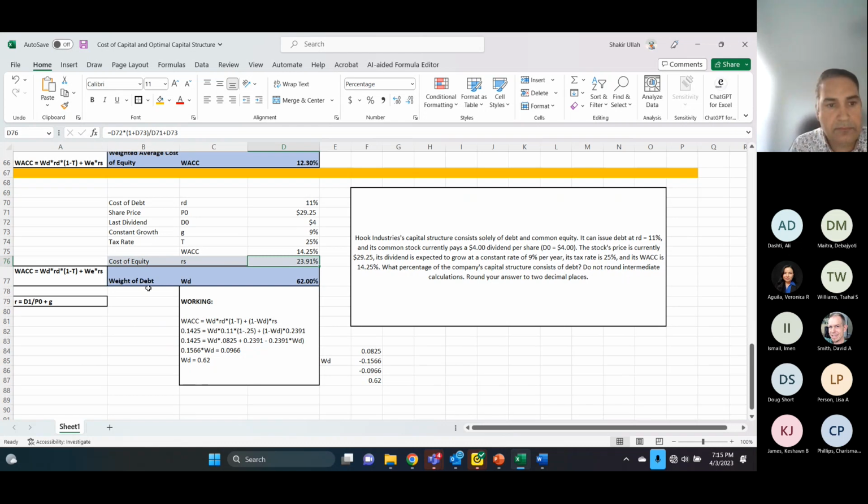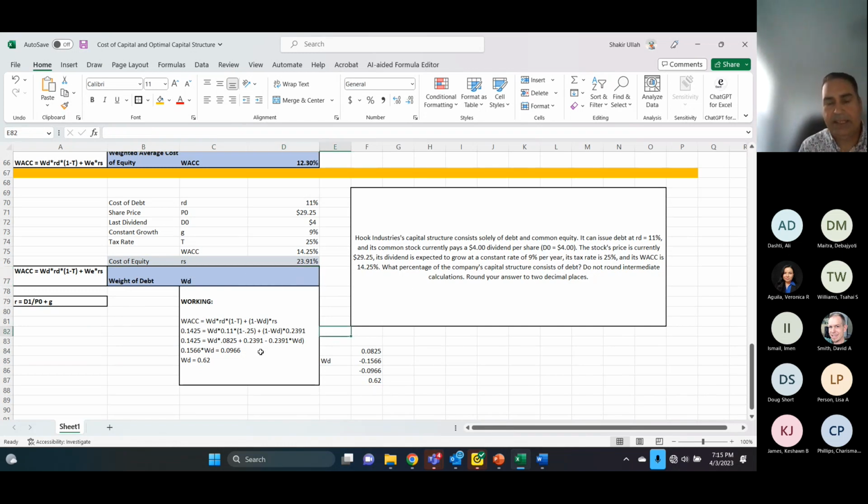Then what we need to do, what are they asking for? What percentage of the company's capital structure consists of debt? So that means we have to calculate the weight of debt. Weight of debt needs to be calculated.